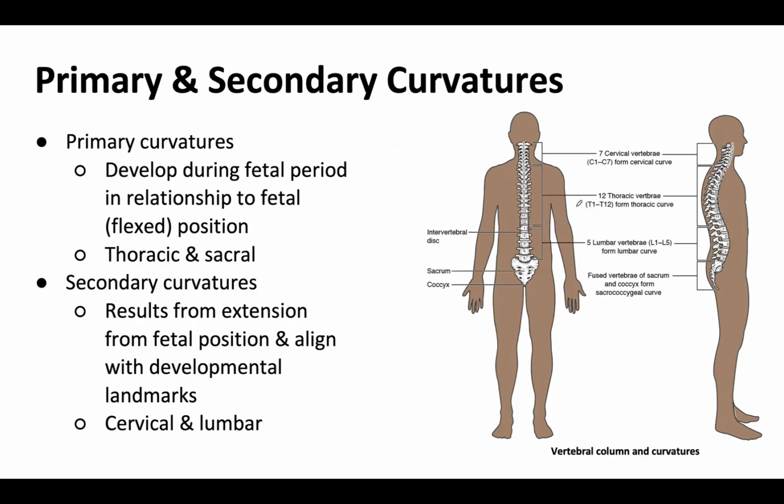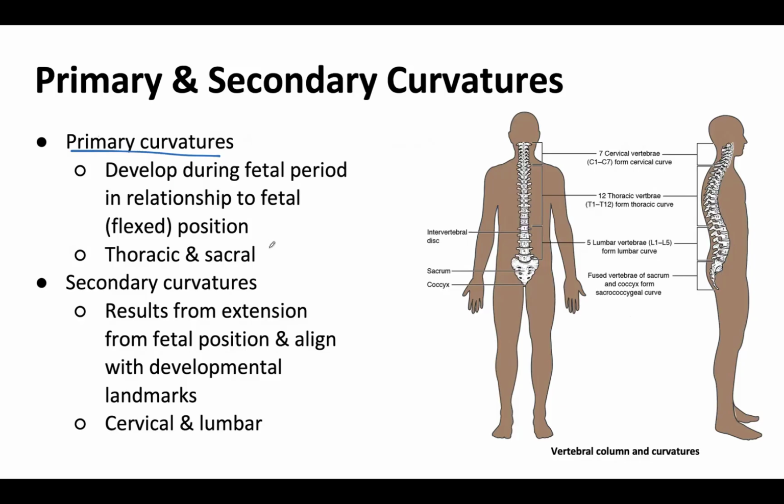These can be further differentiated as primary and secondary curvatures. So in the fetus, there's only one curvature. You have an anterior concave curve for the entire length of the vertebral column. Think about being in fetal position. So that is that primary position, and the thoracic and the sacral region will stay in that position. So these are called primary curvatures.